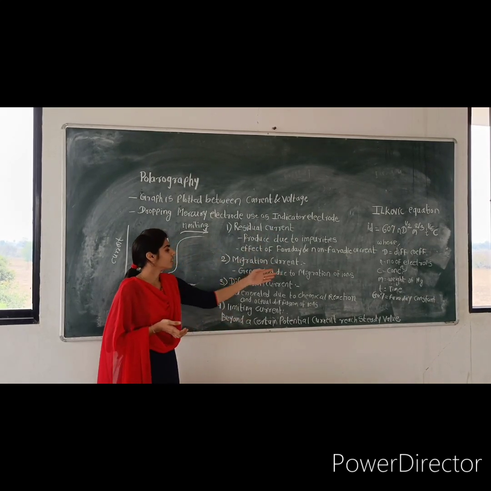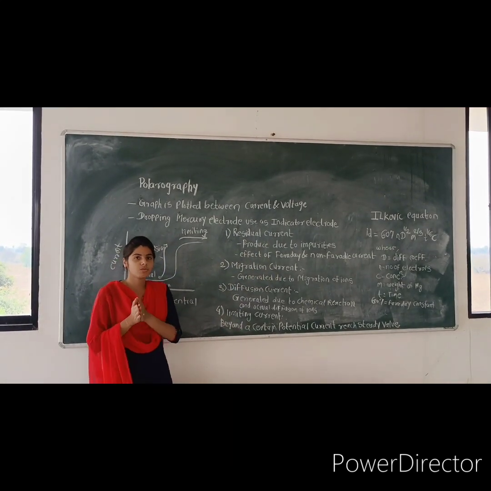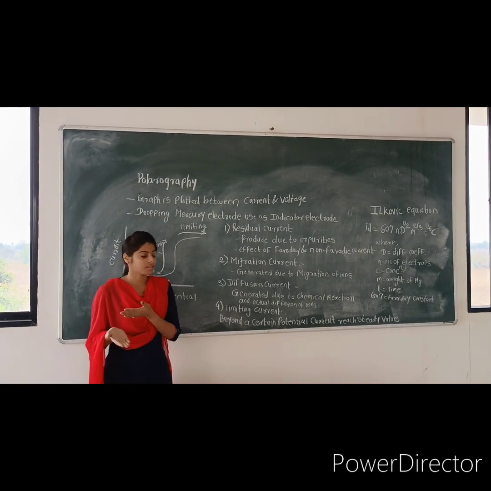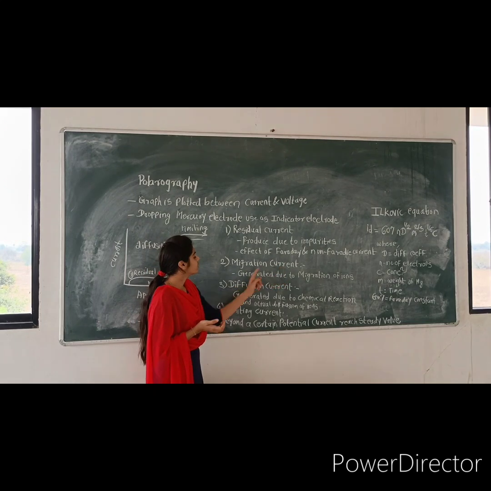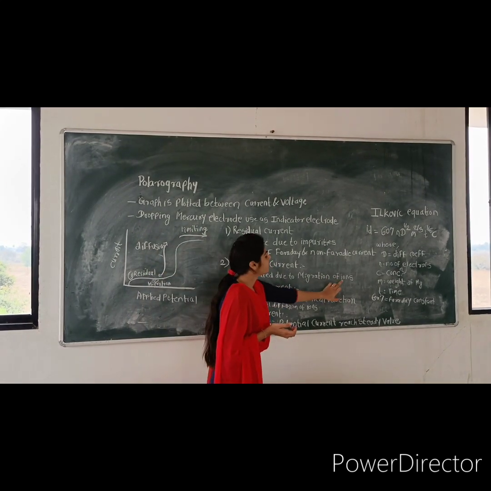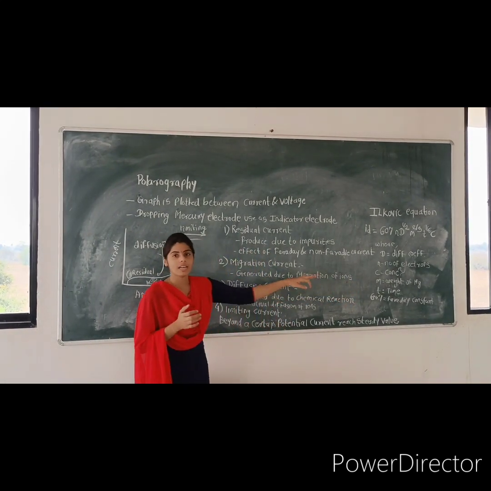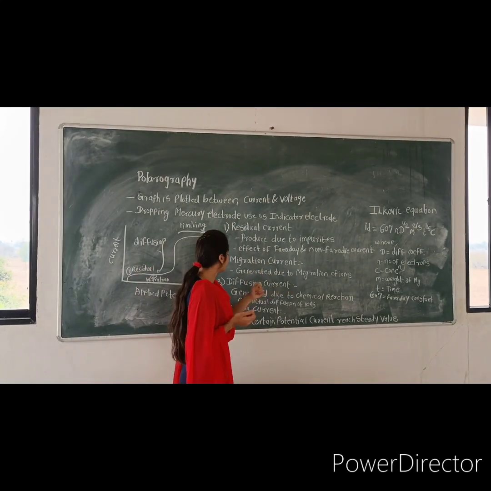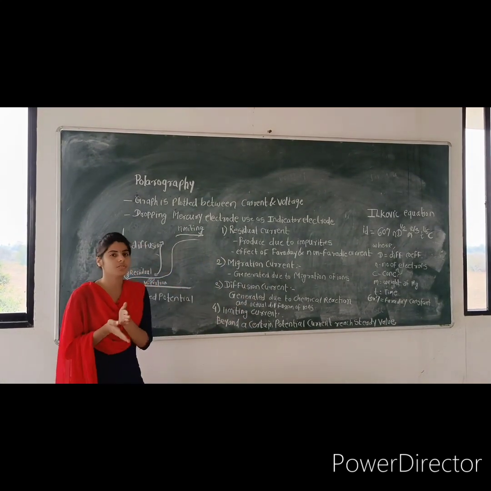Then migration current. As we know, the sample solution contains ions, that is cations and anions. So the current which is generated due to migration of these cations and anions to the respective electrodes is called a migration current. Then the third one is diffusion current.